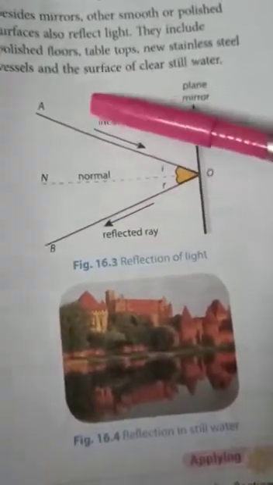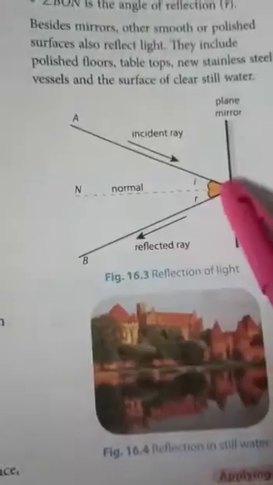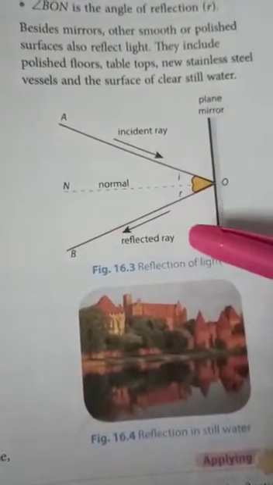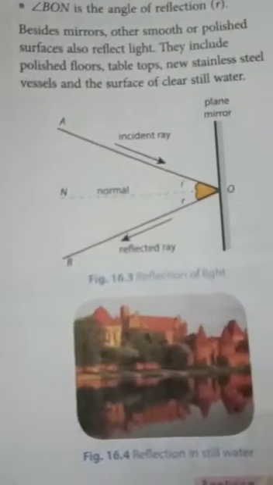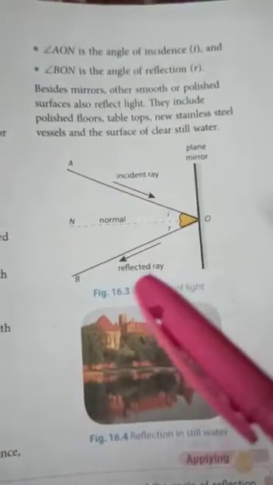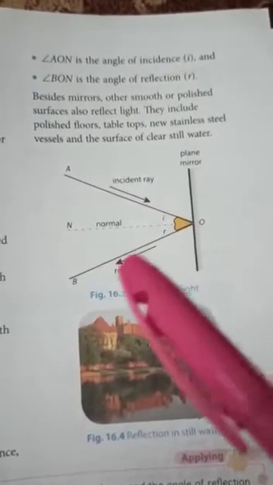Now according to the second law, the incident ray, reflected ray and the normal at the point of incidence lie on the same plane. Here you see the incident ray, normal, reflected ray, and the plane mirror, they are all lying on the same plane. Same plane means flat surface. Suppose this book. On this book the incident ray, reflected ray, plane mirror are lying. If an incident ray is coming, or suppose a reflected ray is coming, then it will be in the same plane or flat surface.